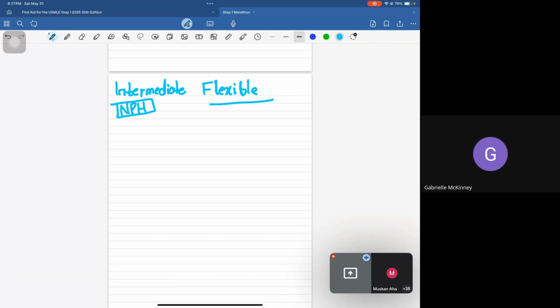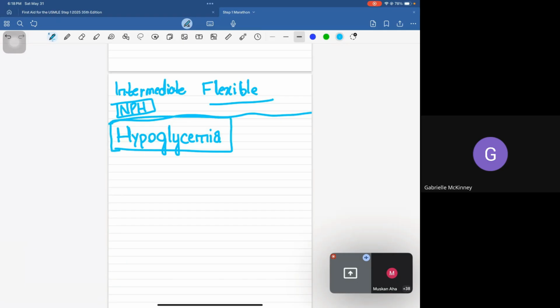Now the next thing that we are going to focus on is the adverse effects of insulin, right? The most important adverse effect of insulin is going to be hypoglycemia. This is a very, very big problem with insulin, right? For example, if the patient skips one meal, then you have to change the insulin regimen. If the patient starts exercising, if the patient goes for a walk, then you have to adjust the insulin.